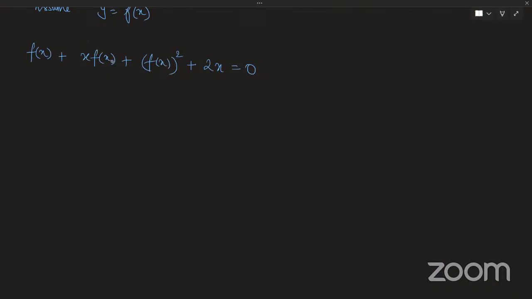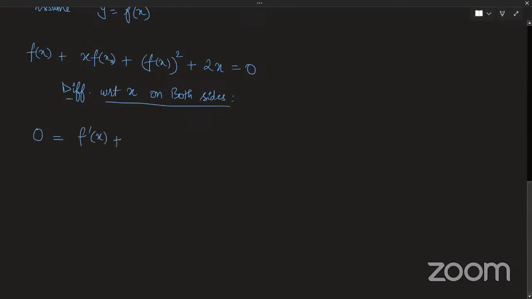I can differentiate this whole equation with respect to x, right? Yes, sir. Can you tell me what will be the right hand side? If I differentiate 0 with respect to x, what will it be? 0, sir. Yeah, 0. So let us start. What is the derivative of f of x? F dash x. Great.